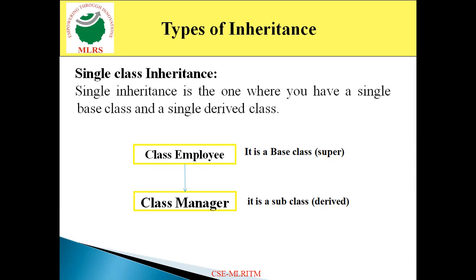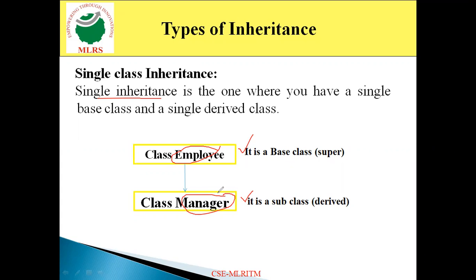Coming to the first one, that is single class inheritance, or simply single inheritance. In single inheritance, there is only one base class and only one derived class. The base class here is employee and the derived class is manager. There are two classes in this one: the employee class and the manager class. The class manager is deriving from the class employee.